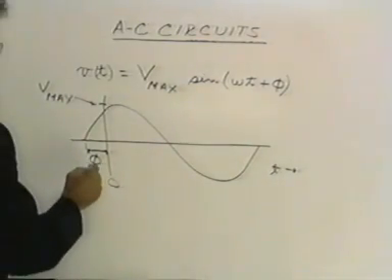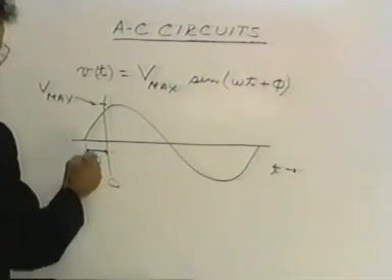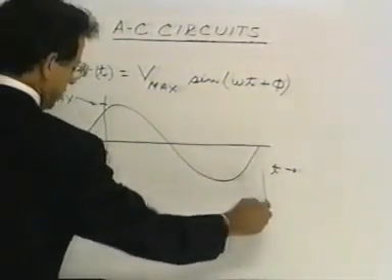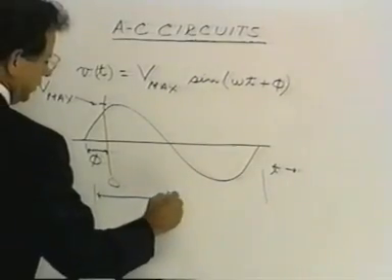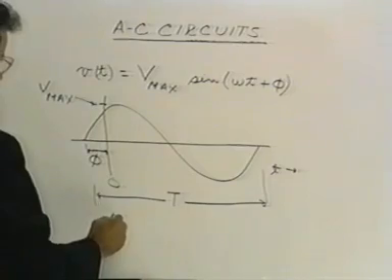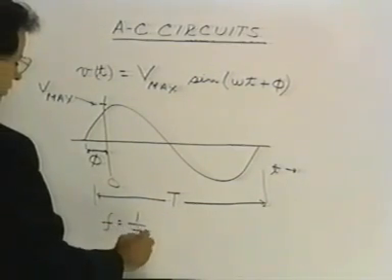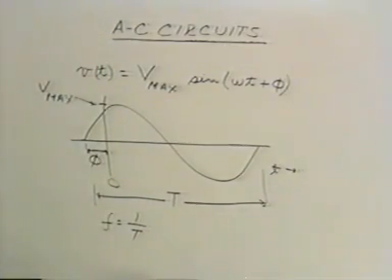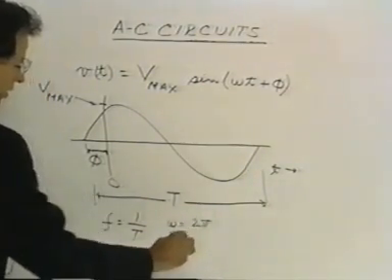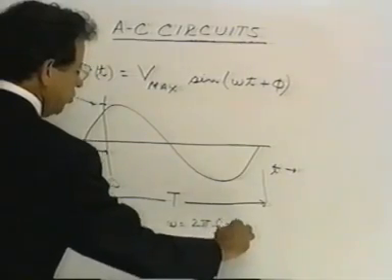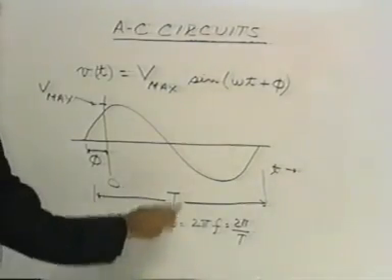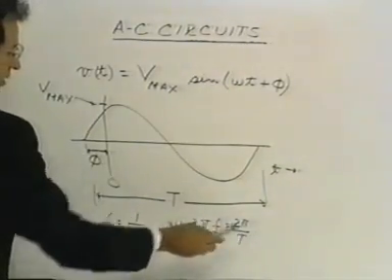The time it takes from when the signal starts a cycle to where it ends the cycle over here is the period. The frequency is equal to 1 over the period. The angular frequency, omega, is 2 pi times f, which is 2 pi divided by T. So omega in this equation is 2 pi over the period.